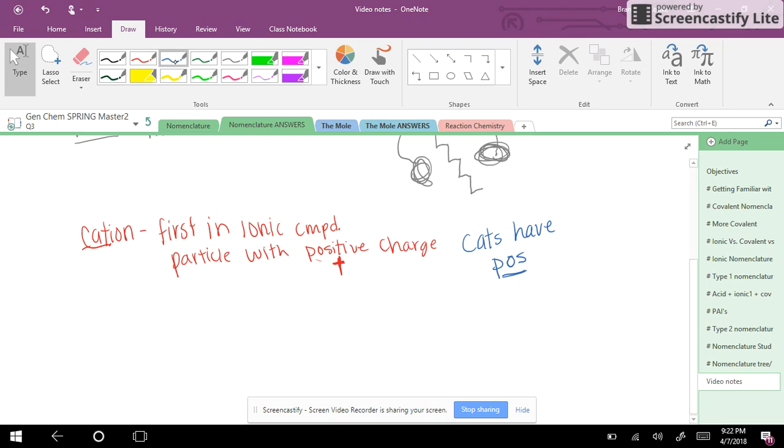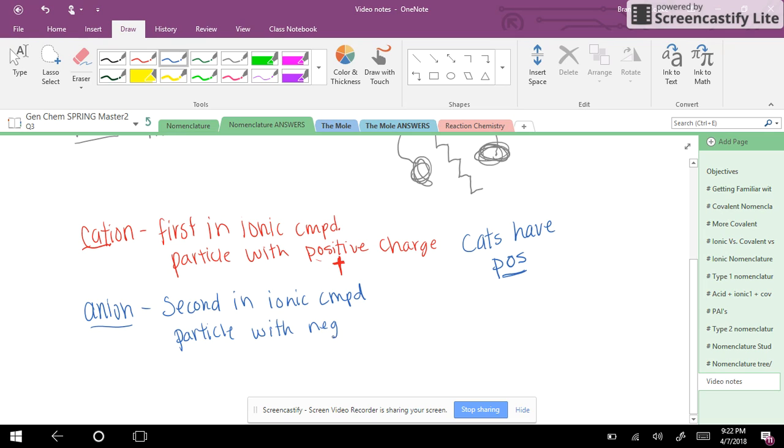Okay, moving on. And then an anion, hopefully that's obvious, is second in an ionic compound. And it's a particle with, anyone? A negative charge. And I don't have any clever saying for that, but basically anions are not cations, and cations have paws and positive, and so obviously anions are negative by process of elimination. So that's what we do.